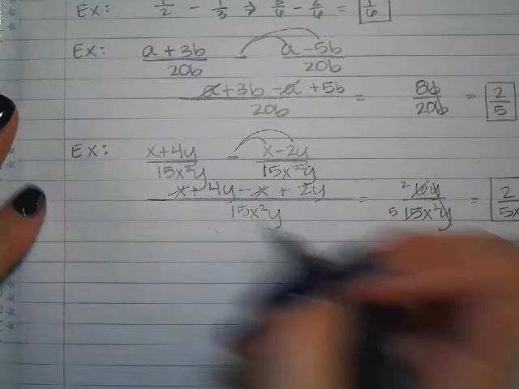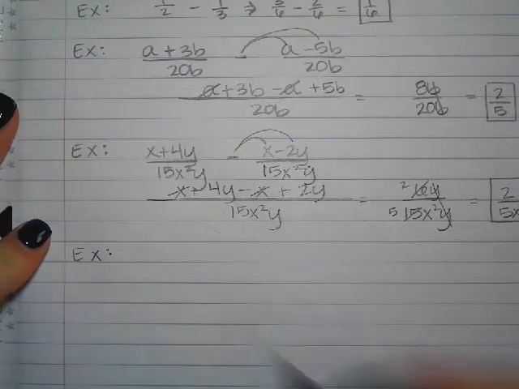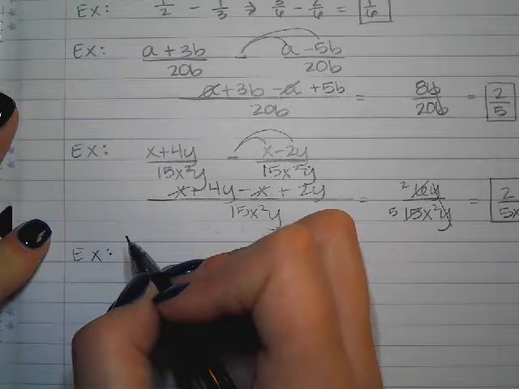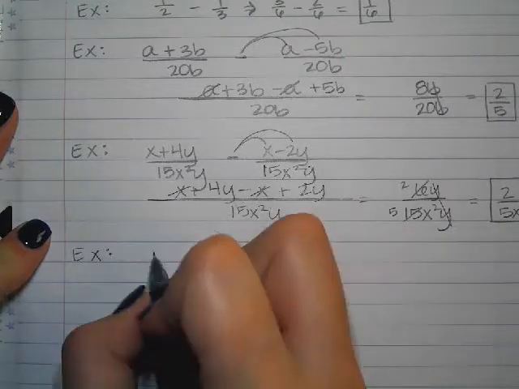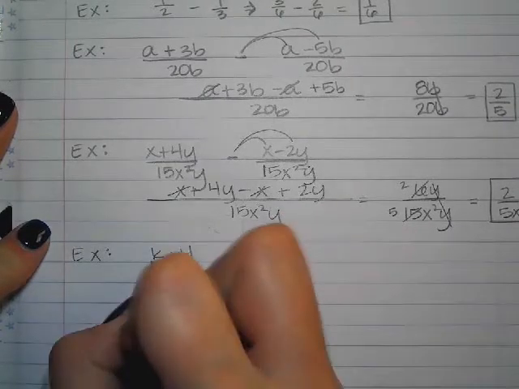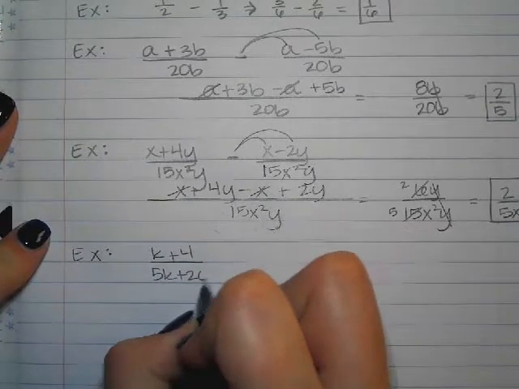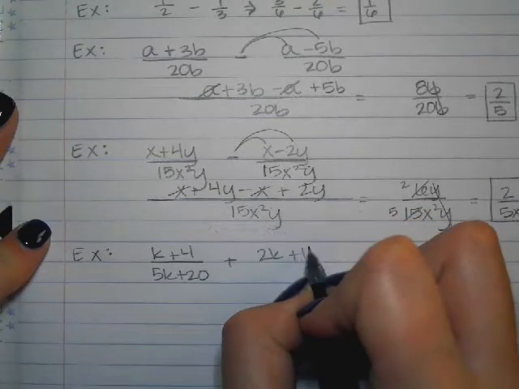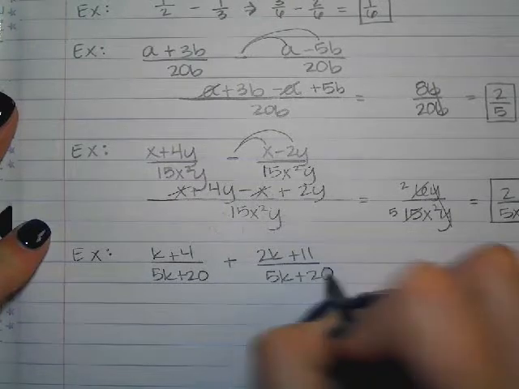All right, let's do another one. This one is going to be (k + 4) over (5k + 20) plus (2k + 11) over (5k + 20).